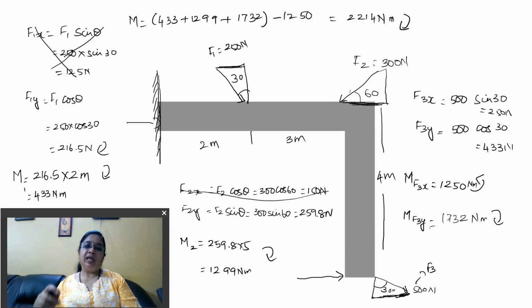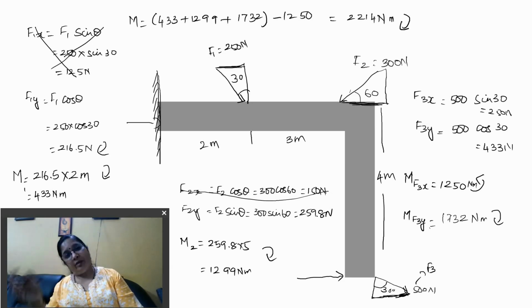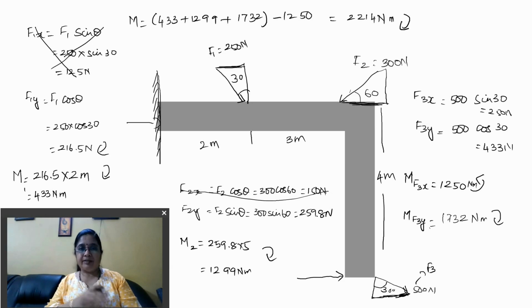So this is how you'll have to work out problems in moment of a force. You may have n number of forces. Calculate the moment of each force along with the direction, whether it's going to be clockwise or anti-clockwise. Then you will know the entire moment which is acting on a particular body, right?